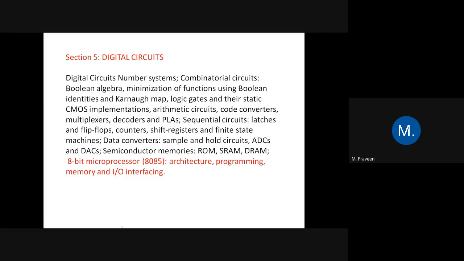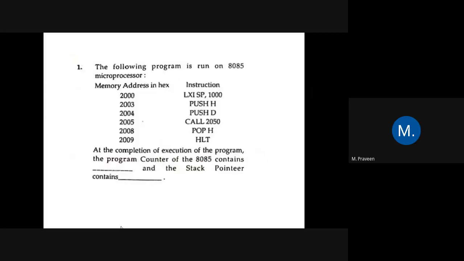Now we'll move on to today's session. This is question number 1. First I will read out the question. The following program is run on an 8085 microprocessor. At address 2000, the instruction given is LXI SP, 1000. At address 2003, the instruction is PUSH H. At address 2004, the instruction is PUSH D.